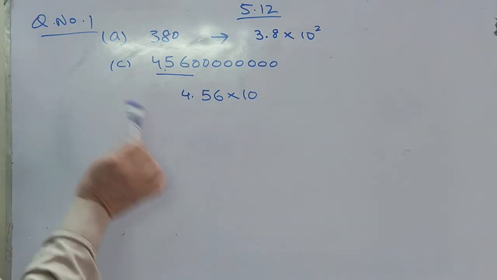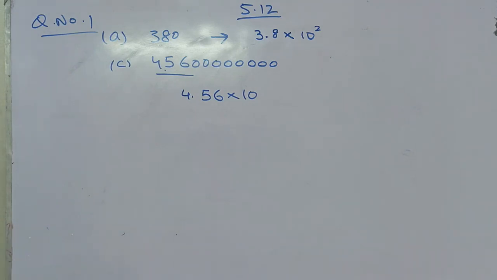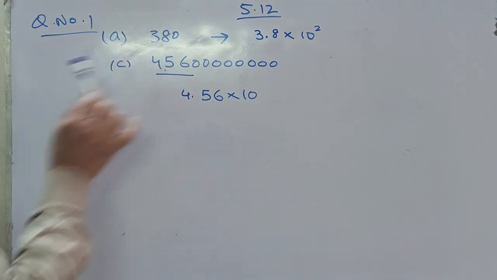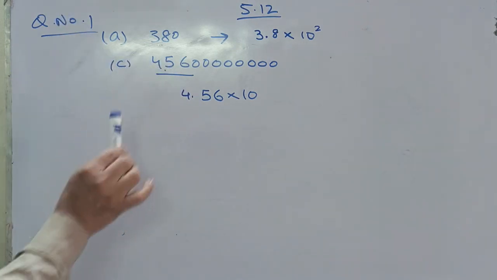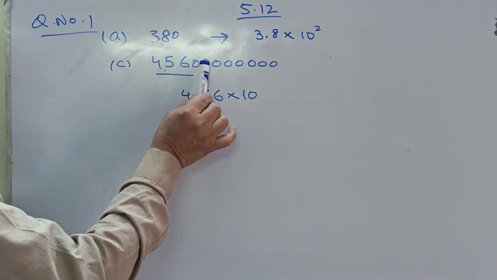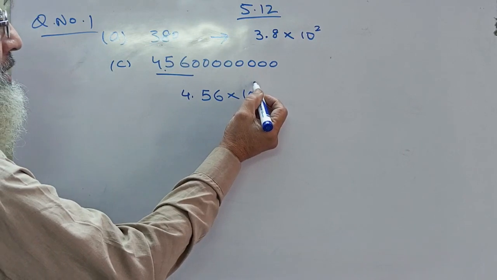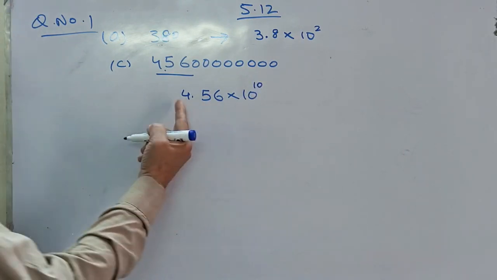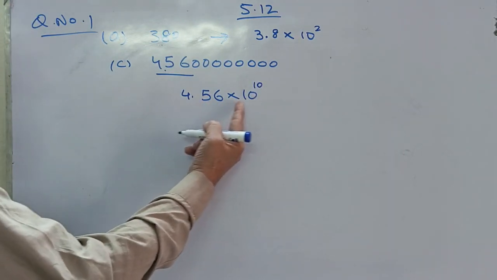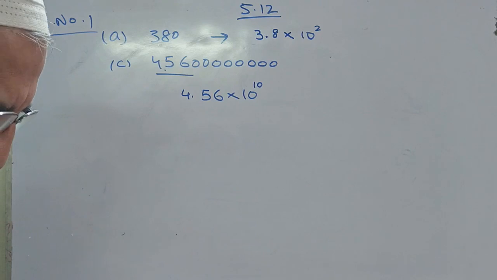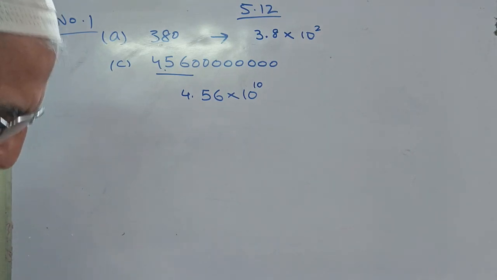Now just count all the digits after the point, including 0, because 0 is also a digit: 1, 2, 3, 4, 5, 6, 7, 8, 9, 10. So it is like this: 4.56 into 10 raised to power 10. So this is the answer for this part.